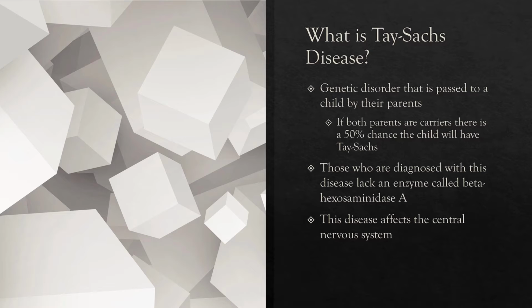Tay Sachs involves an enzyme called beta-hexosaminidase A. Those who are diagnosed with this disease lack this enzyme. I will go more in depth with this on the next slide. This missing enzyme has an effect on our central nervous system and how it functions. Now let's get more in depth with the development of Tay Sachs.